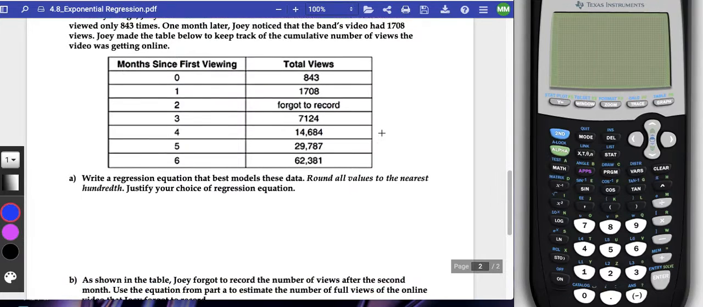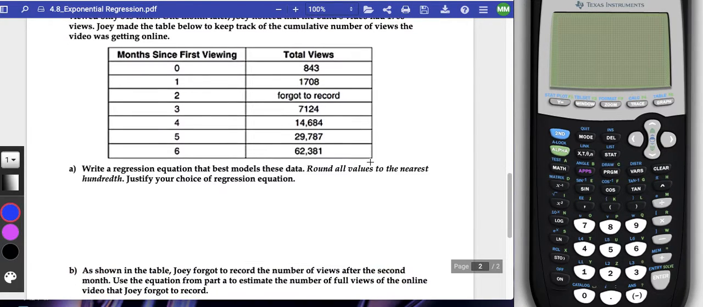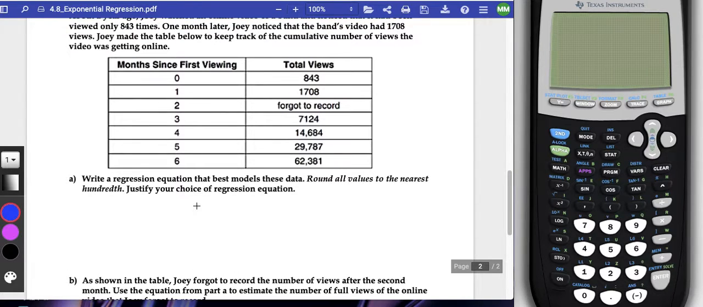So what we are going to do here is write a regression equation to model this data, and also use it to predict values based on what is mentioned here. This is the data we're going to use, and how do we get started? From the very first step, we are going to use a calculator. First, make sure your calculator is on, and clear the screen.